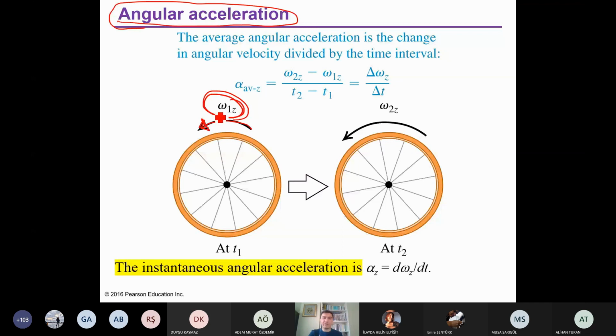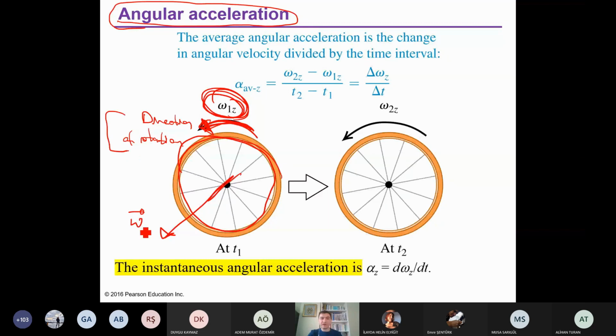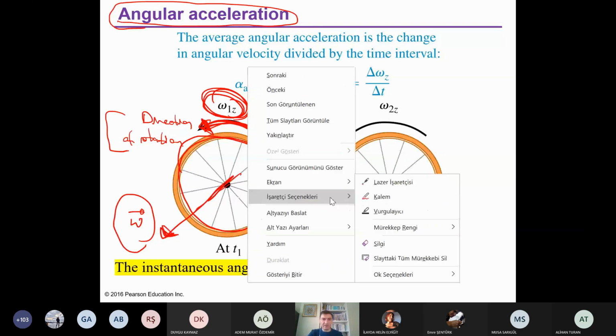What is this? Here we have discussed the caution, okay? What we have discussed here that omega is not a curved vector, okay? If this wheel is rotating like this counterclockwise, then we have angular velocity vector in this direction, right? But why here we have omega 1z? This is just showing us the magnitude of the omega, okay? Not the direction of the angular velocity vector. This is the direction of rotation, this curved arrow, okay? This curved vector is the direction of rotation, but the direction of the angular velocity is along the rotation axis. Don't forget.